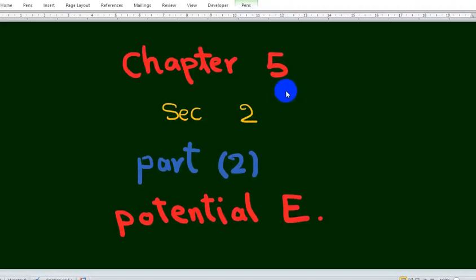In the last lesson we explained chapter 5 section 2 part 1, and we started with the first type of energy, which is kinetic energy. Today we explain potential energy. What's meant by potential energy?